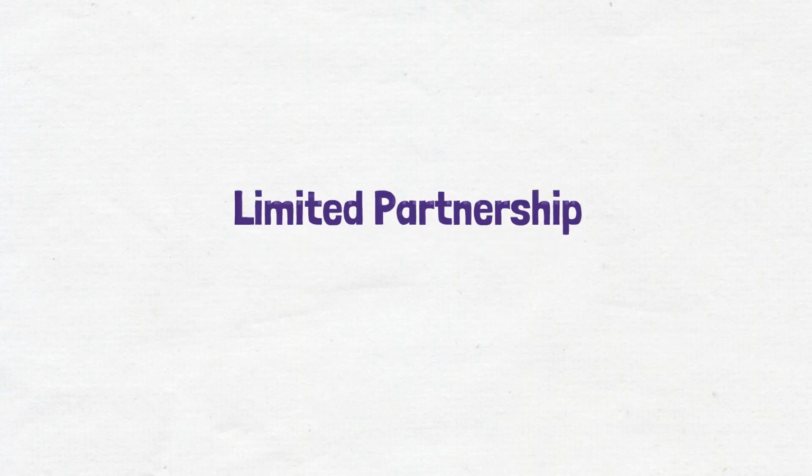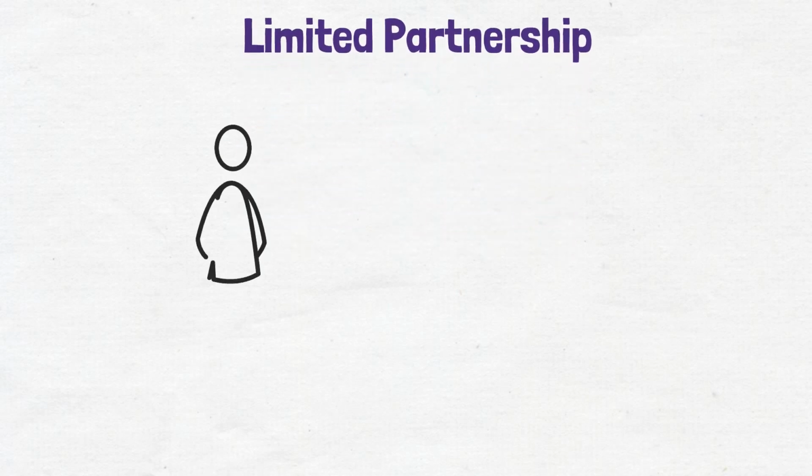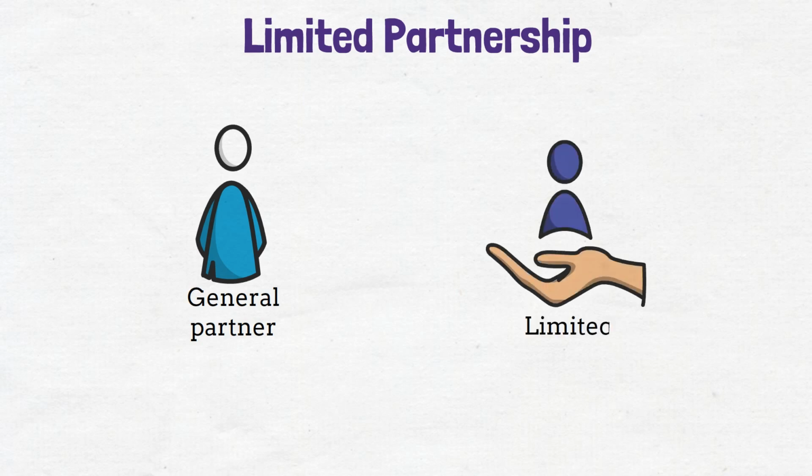Module 6. More business entities. Limited partnership. A limited partnership, or LP, is a type of partnership that consists of one or more general partners and one or more limited partners.